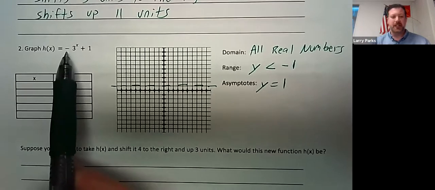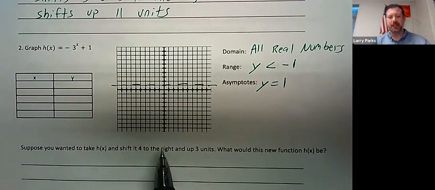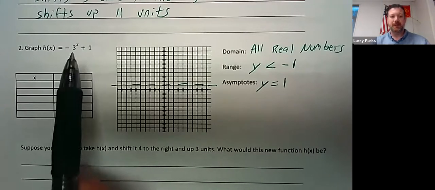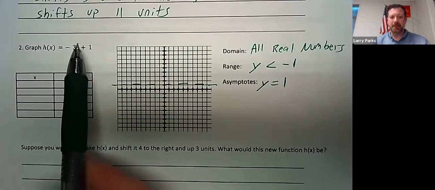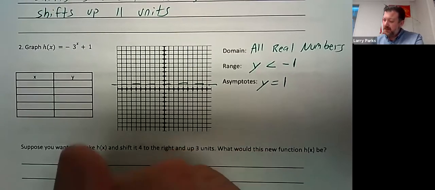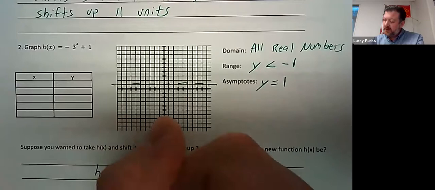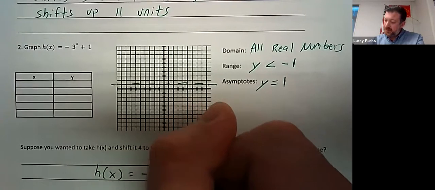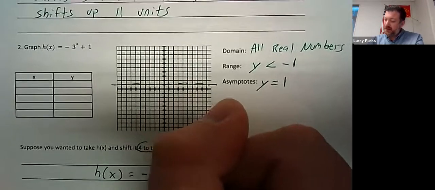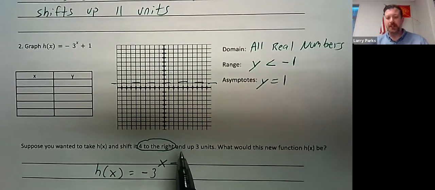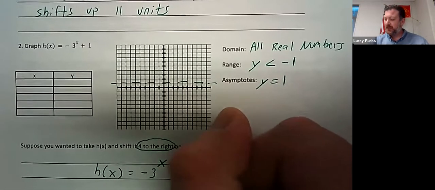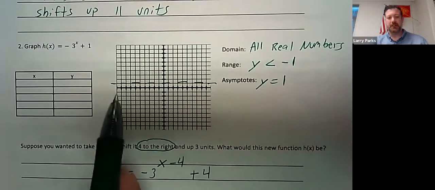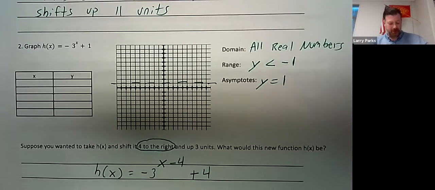But suppose you wanted to take h of x, and you wanted to shift it 4 to the right and 3 units up. What would this new function be? So right now, it hasn't been shifted left or right. So if I wanted to shift it 4 to the right, I'd put this as x minus 4. That's how I shift it 4 to the right. And if I wanted to shift it up 3 units, if it starts at 1, that'd be 1 plus 3, I would say plus 4. That's how I go up 3 units from 1. So that would be my new function.